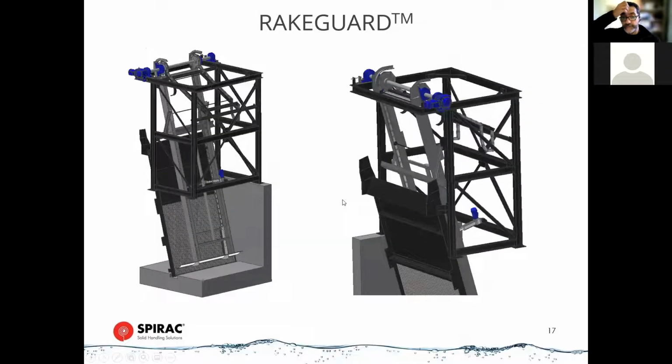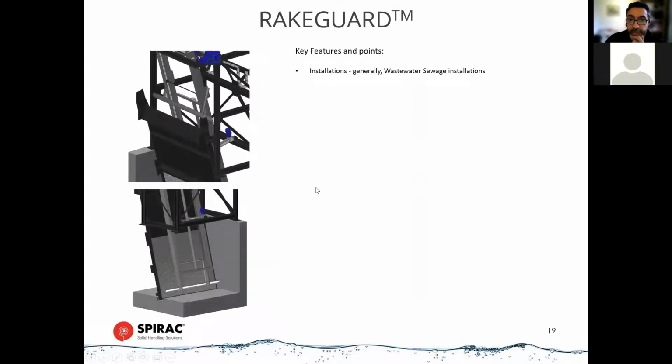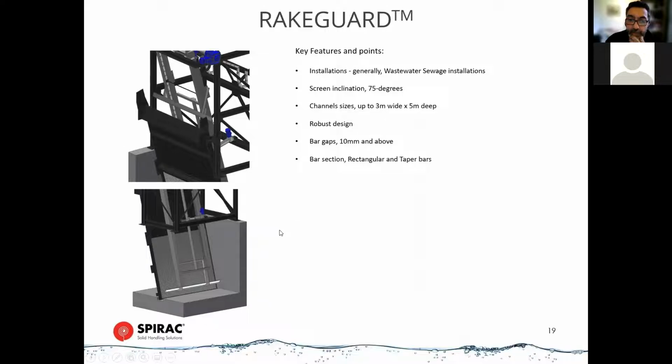The other type of coarse screen I mentioned is the rake guard. So this is a very good, robust type of screen. It comes more in kit form rather than a fully assembled screen like the chain multi-guard. Key features and points for this: generally wastewater installations and sewage applications. Again, 75 degrees. Channel sizes 3 meters wide, 5 meters deep. Not so large as the chain multi-guard, but nevertheless a very robust screen. Gaps usually 10 millimeters and above. Similar construction in terms of the tapered bar. It can take up very high flows, up to 2,500 liters a second.